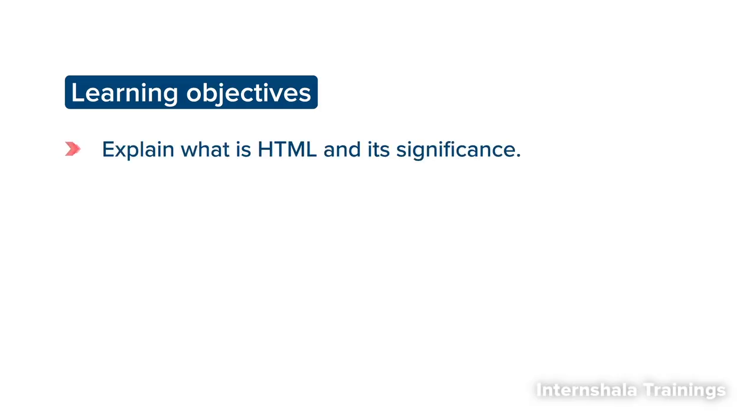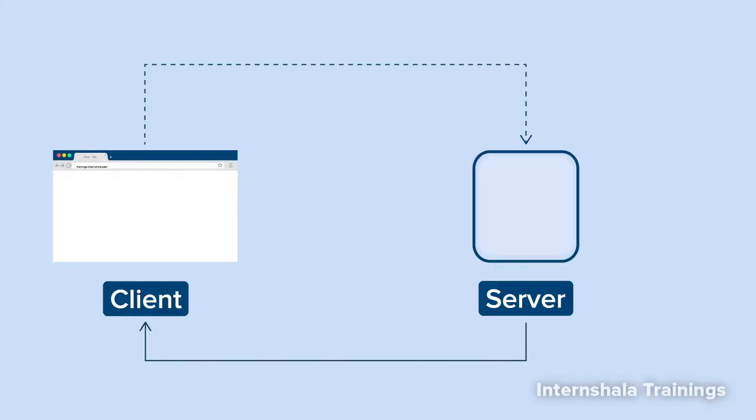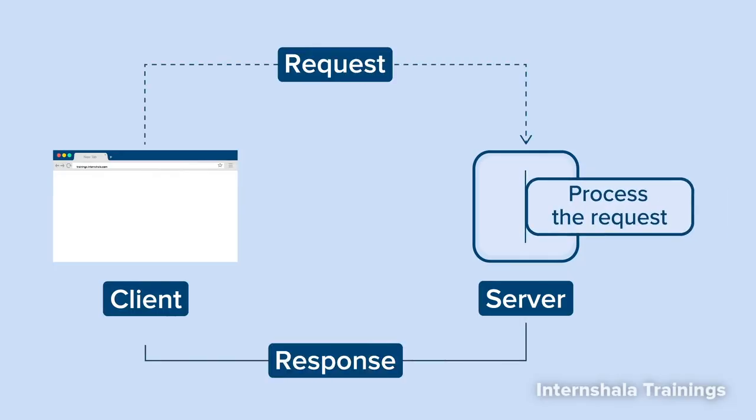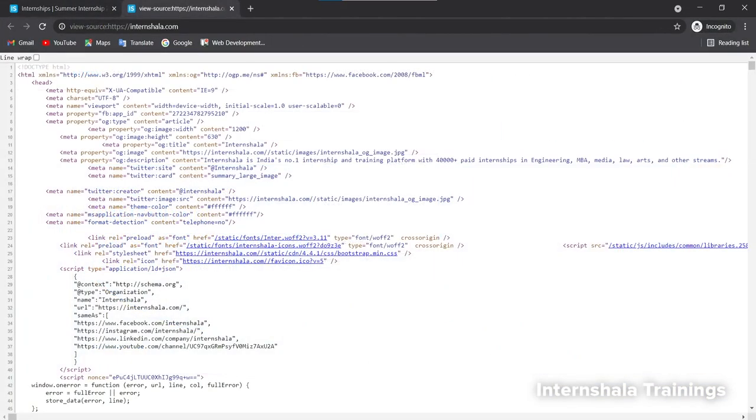After going through this video, you will be able to explain what is HTML and its significance, and understand different types of HTML tags, elements, and attributes. Until now, we have discussed a bit about HTML, whether it is the HTML response we get in the client-server communication or viewing the HTML code of a web page.